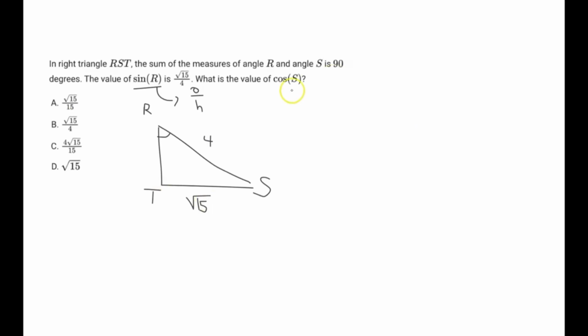Okay, perfect. So now it's asking, what is the value of cosine S? So if you zoom in here on angle S, cosine is equivalent to adjacent over hypotenuse. So the adjacent value for angle S would just be square root 15. So in our answer, square root 15 should be on top. But what is the hypotenuse, right? Well, we don't even need to do any calculations because we know the hypotenuse we already calculated, which is 4. And so it's square root 15 over 4. Our answer is B.